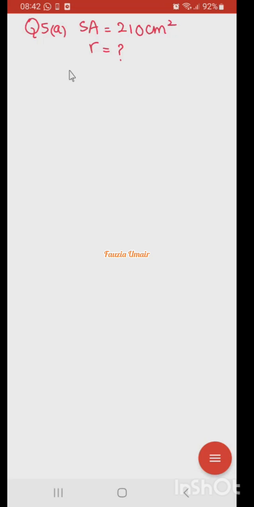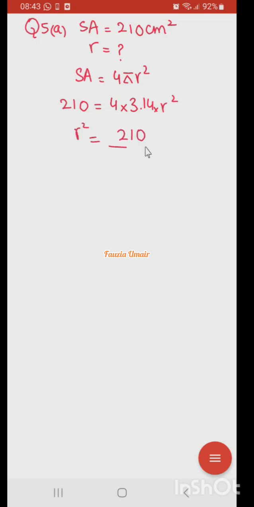So you will use the formula that surface area of sphere is 4 pi r square, right? So now we will put the values. We know that surface area is 210, 4 multiplied with, it's up to you if you want to use 3.14, r square. Okay, so now what is 4 multiplied by 3.14? So please help me in doing these calculations. What is 4 multiplied by 3.14?